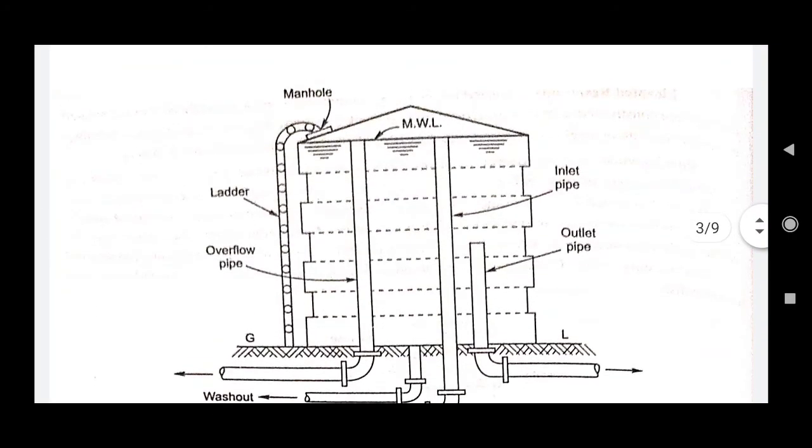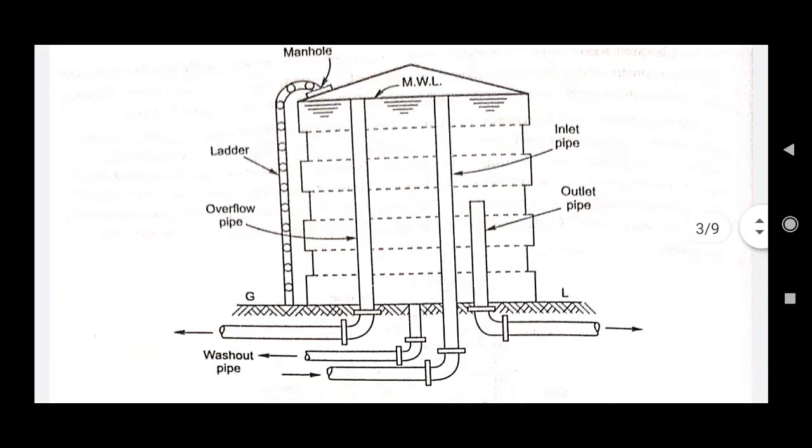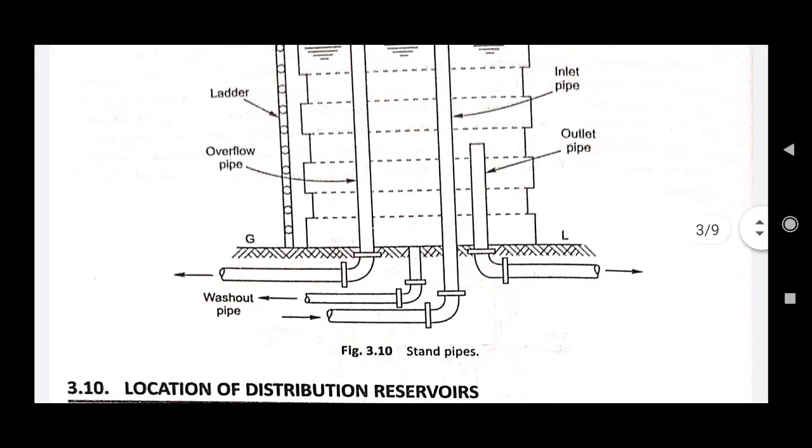Next, you can see the figure of this. You can easily understand where the washout pipe and the outlet pipes are provided from the bottom, with the mean water level, and there is a manhole over the top. So this is basically very similar to the elevated reservoir.